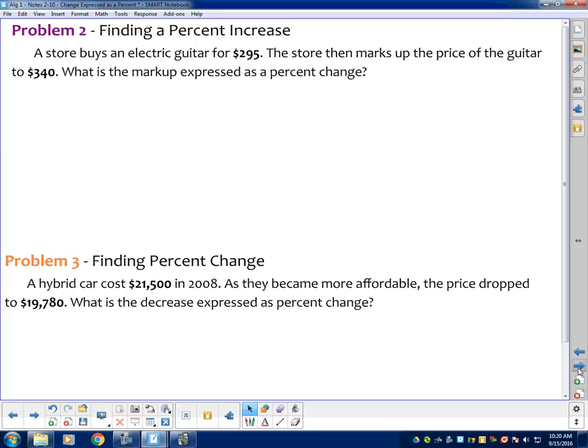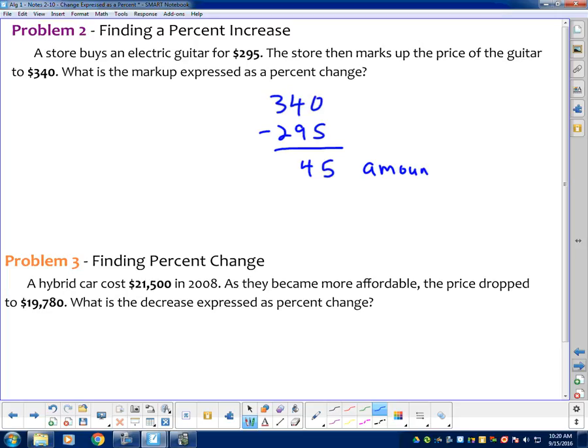Alright, finding a percent increase. It says a store buys an electric guitar for $295. The store then marks up the price of the guitar to $340. What is the markup expressed as a percent change? We're going to take $340 minus $295, which gives us $45, and that is the amount of change.